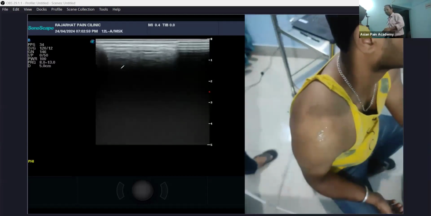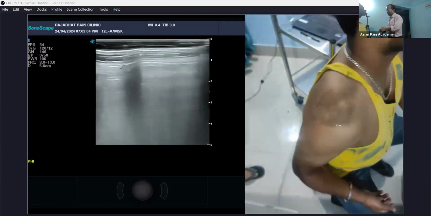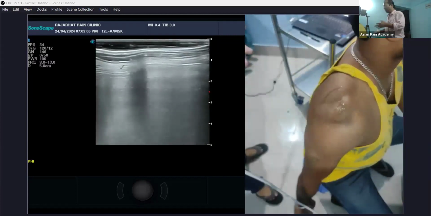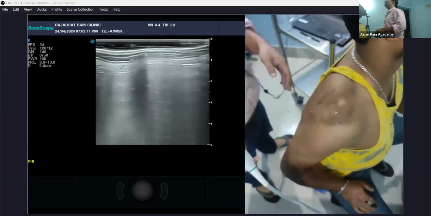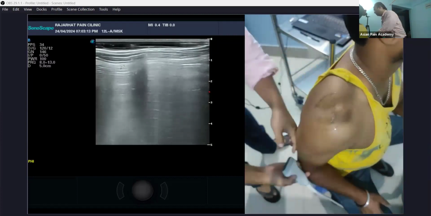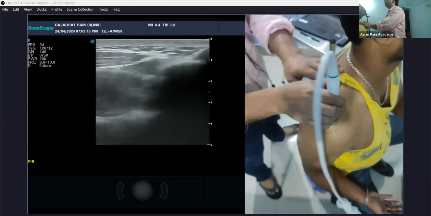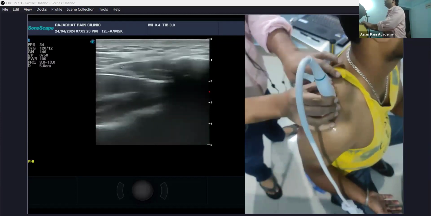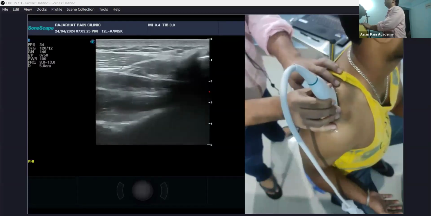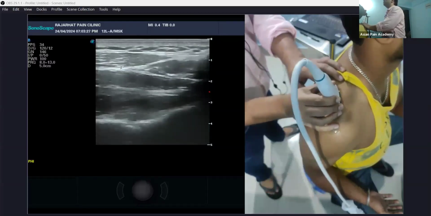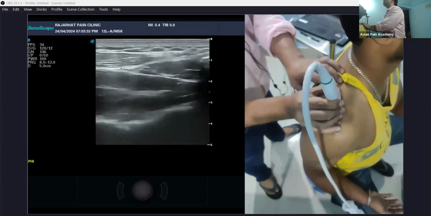Now another structure I show you, that is the suprascapular nerve. So where is the suprascapular nerve? It is in the suprascapular fossa. So where is the supraspinatus fossa? As I told you, first see the supraspinatus and then try to see the bony margin. When you are seeing the bony contour, try to find whether there is a gap or not.